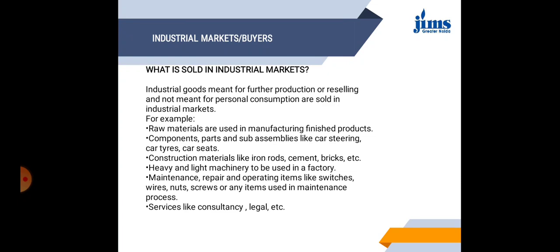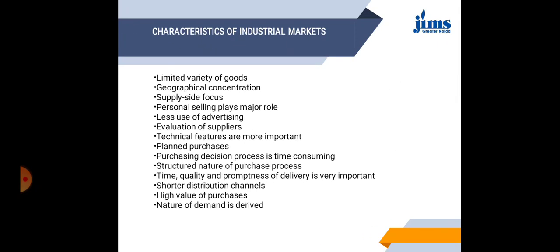Then construction material like iron rods, cement, bricks, etc., heavy and light machinery to be used in a factory, maintenance and repair operating items like switches, wires, screws, or any other items used in maintenance processes, services like legal, consultancy services, etc. So if you see the examples, we will be very clear about the fact that these are not used personally for personal consumption. They are used by the firms and organizations or individuals for production of finished and semi-finished goods to be further sold in the market so that profits can be earned.